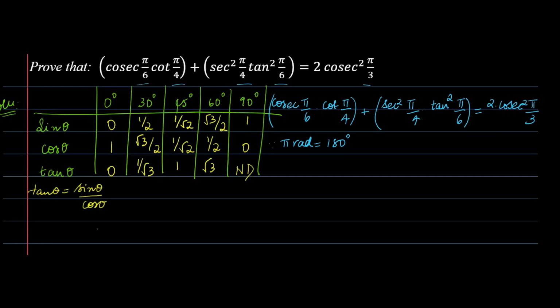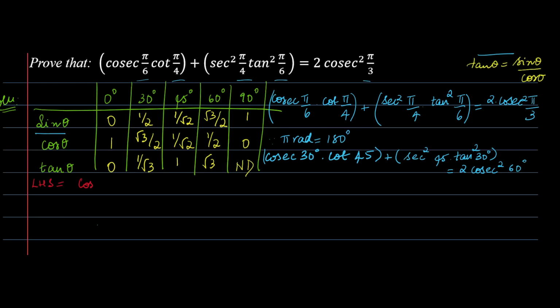When we do that, we will get cosecant pi by 6 radians will be equal to 30 degrees into cot pi by 4 radians will be equal to 45 degrees plus secant square pi by 4 radians, the value of pi by 4 radians will be 45 degrees, into tan square pi by 6 radians, pi by 6 radians will be equal to 30 degrees, which is equal to 2 into cosecant square of pi by 3 radians, that is 60 degrees. So in LHS we have cosecant 30 degrees into cot 45 degrees plus secant square 45 degrees into tan square 30 degrees.